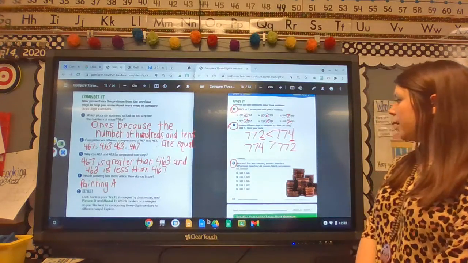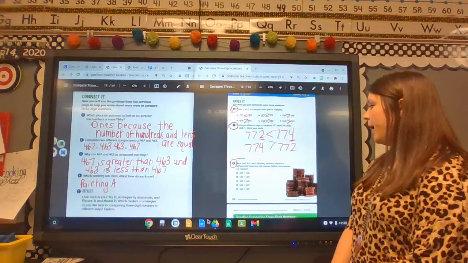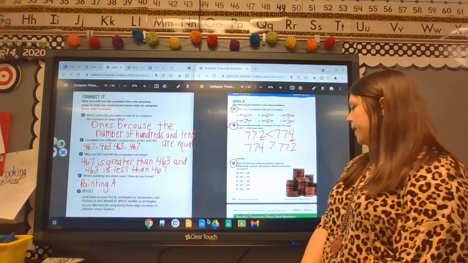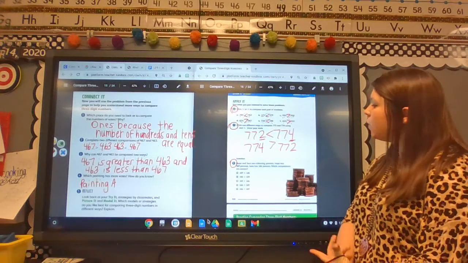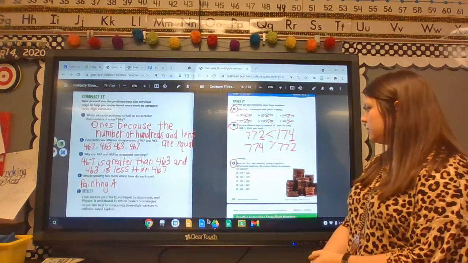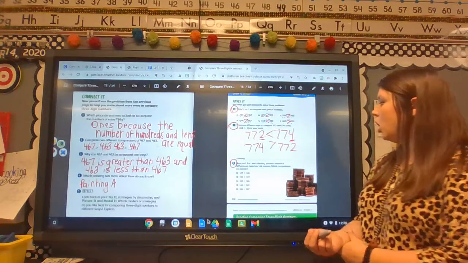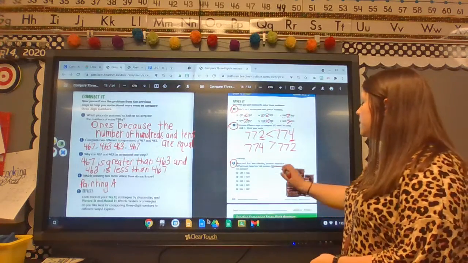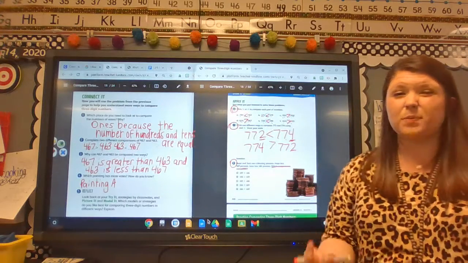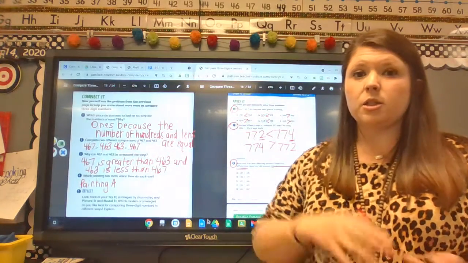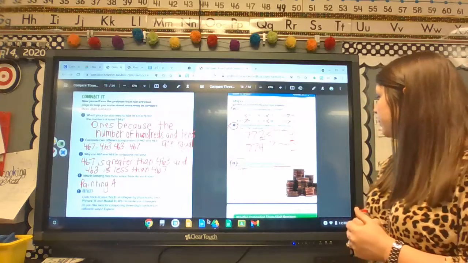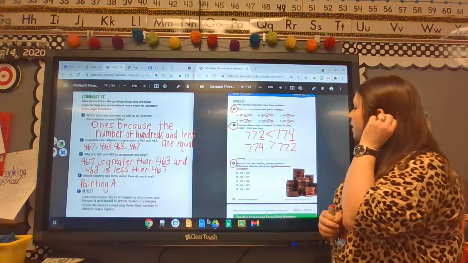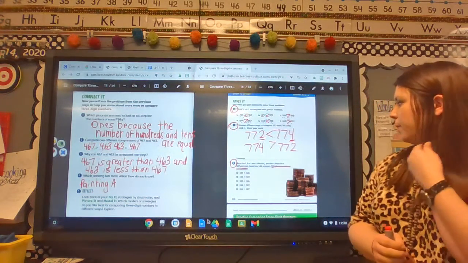Okay? All right, now you're going to do number 8. Hope and Sarah are collecting pennies. Hope has 189 pennies. Sarah has 186 pennies. Which comparisons are correct? Do you see where it says which comparisons are correct? That means there's probably going to be more than one. So look at all of the different comparisons to make sure that you find them all.